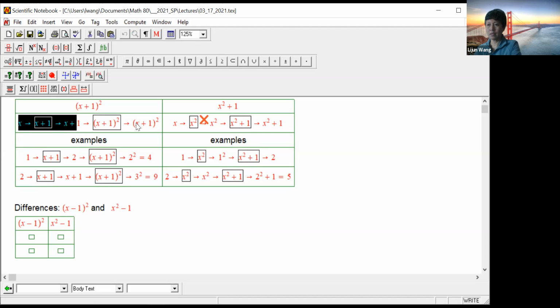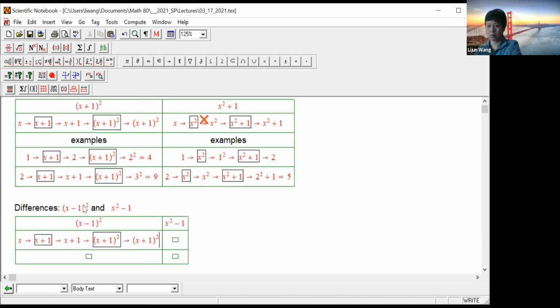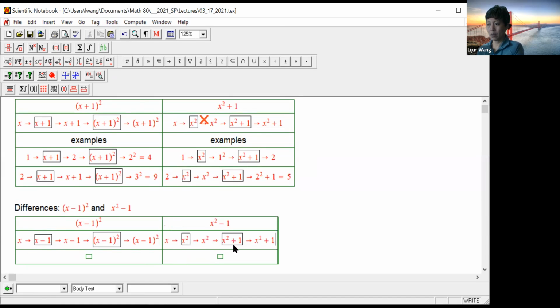The idea is pretty much similar, except it's x minus 1. Okay, so this is x minus 1, this is x minus 1, this is x minus 1, this is x minus 1. And over here is very similar, except this is minus and that's minus.